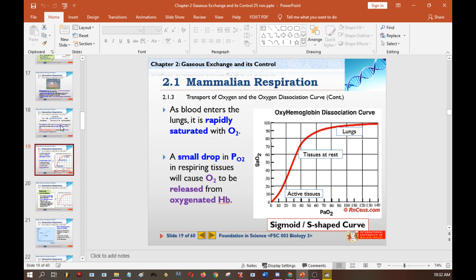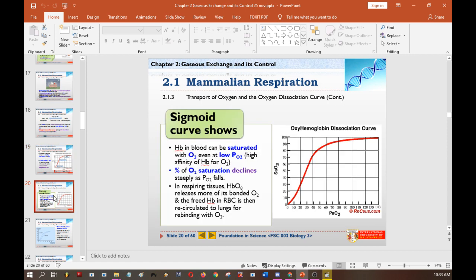With this graph, it actually shows you that even at small drops of oxygen in the tissue or in the blood, oxygen is released. Even though the cell is not really active, a red blood cell would still give up oxygen. Other than that, the saturation declines steeply as PO2 falls, meaning that as you are far away from the lungs, it will be easier for the blood to release oxygen.